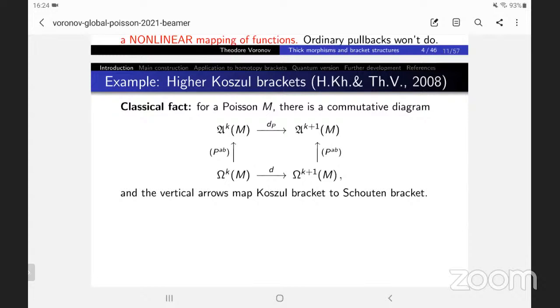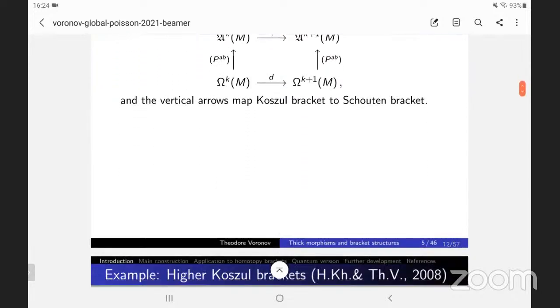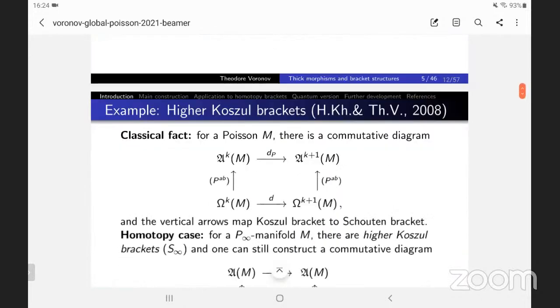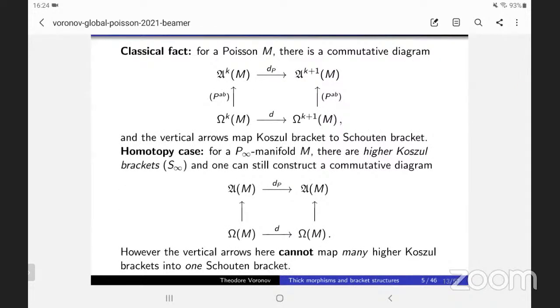bracket of multivector fields. Now, what happens if we have a homotopic case? Suppose we have a P infinity manifold. That means we have a sequence of higher brackets, which is an analog of an ordinary Poisson structure, but with infinitely many brackets. And then, as we found, it is possible to introduce higher analogs of Koszul brackets. They make an S infinity structure on the algebra of differential forms. And it is still possible to construct a similar commutative diagram.